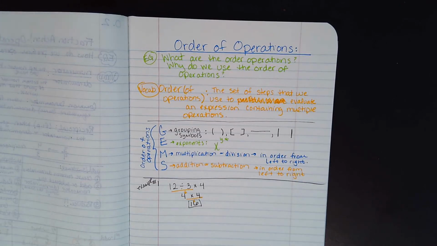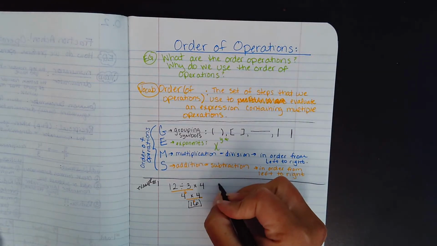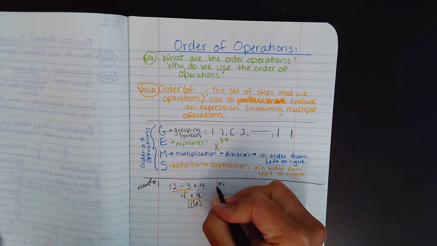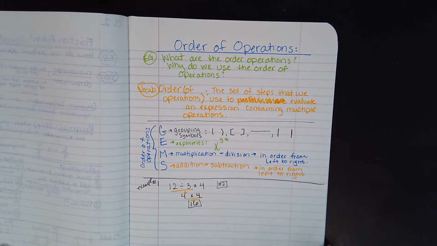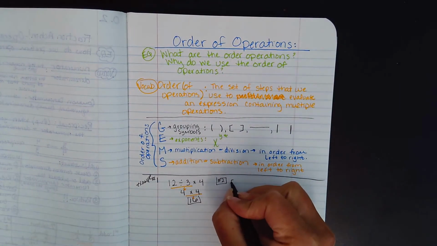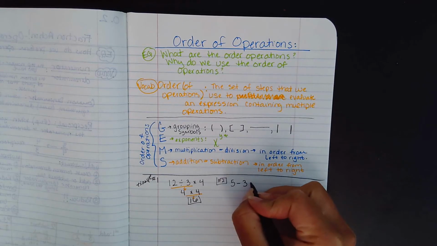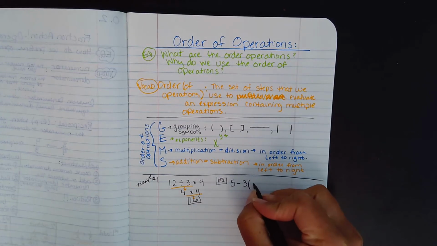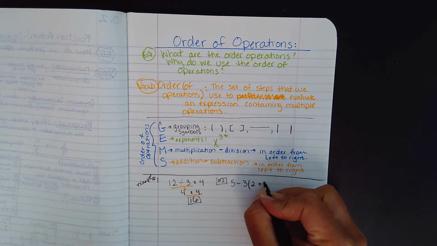Okay, let's do something that's got a few more steps to it. I just kind of wanted to use that as an example of why we use order of operations, but we'll go with something with a few more steps. So number 2, here we go, our second example. And we're going to go with 5 minus 3 times the quantity 2 plus 4 to the second power.